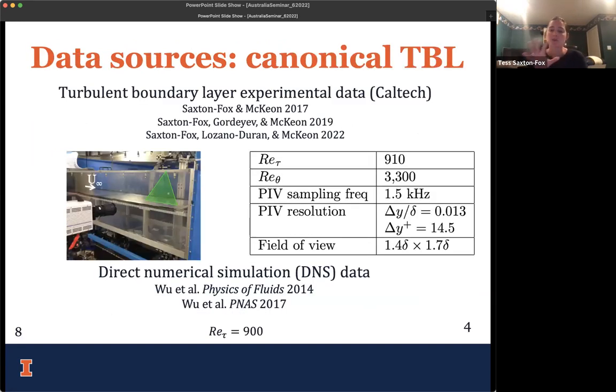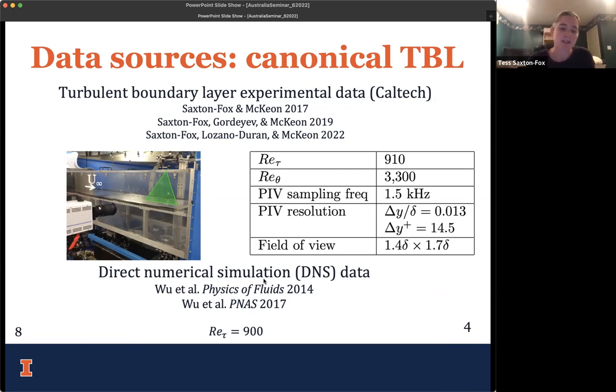I'm going to have a couple of different sources of data. Some of my data is coming from my PhD work at Caltech. This is experimental particle image velocimetry, planar PIV data, at a Reynolds number Re tau of about 900 and Re theta of about 3,300. It wasn't fully time resolved, but I could see the same structure about 5 times as it passed by my field of view. My resolution is shown here. The Y plus of 14.5 is true, but the first couple of data points nearest to the wall were corrupted by reflections, so we don't really trust any of the data below about Y plus of 40. And my field of view here was about a boundary layer and a half long.